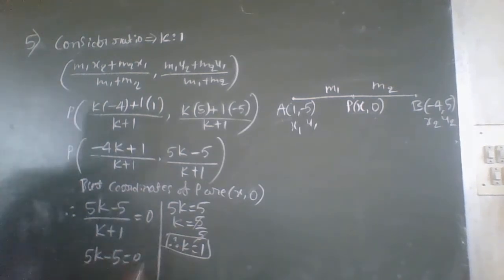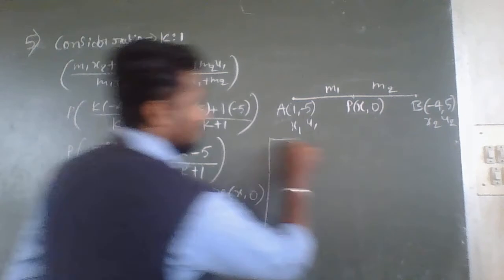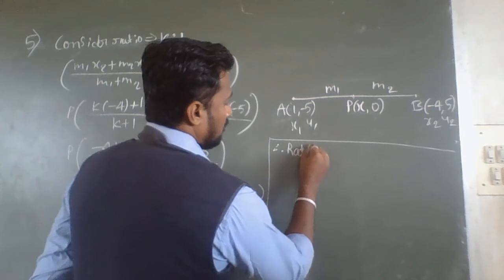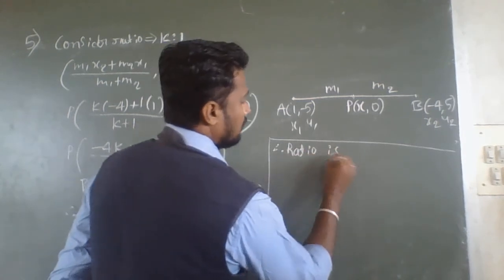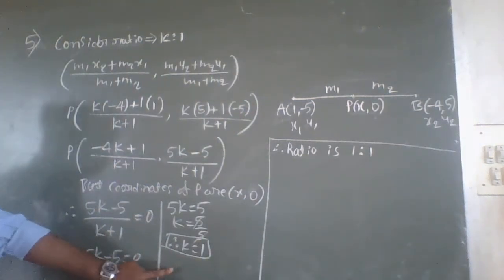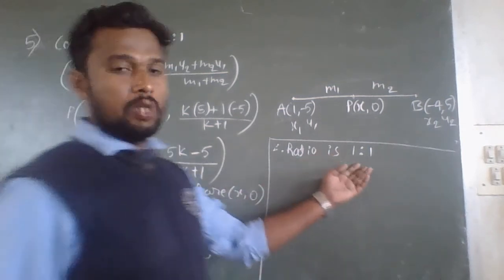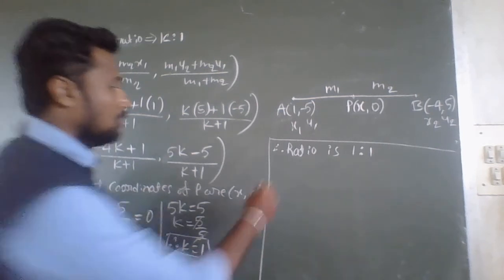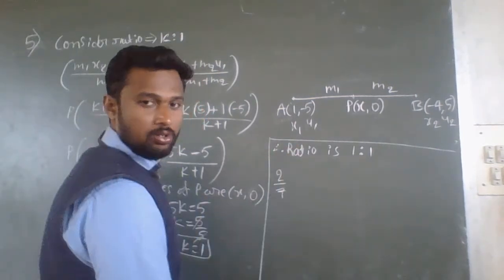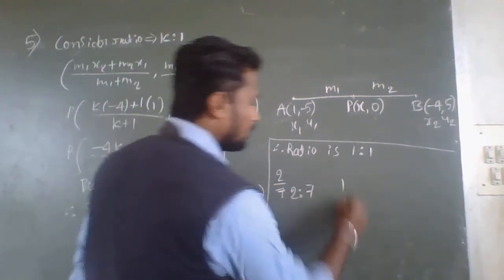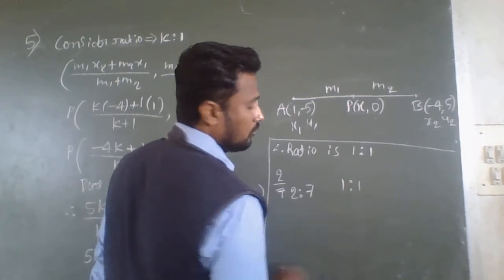So now the ratio is 1 is to 1. Here we got the value 1 only. Therefore the ratio should be 1 is to 1. In the previous problem, what did we get? 2 by 7 k value. So the ratio is 2 is to 7. Okay. But here we got 1, which means the ratio is 1 is to 1.